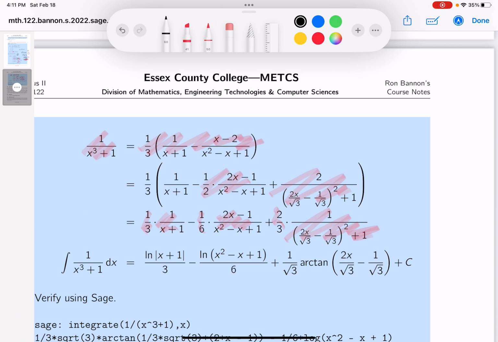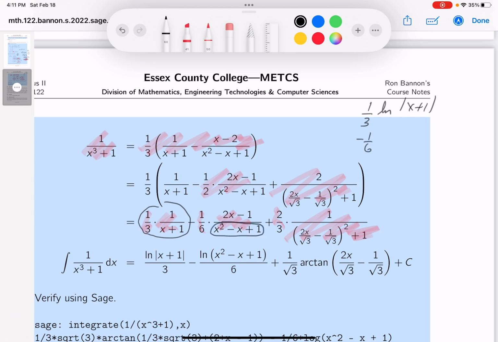And so let me just do this one over here. What's that going to give you? 1/3, the natural log of the absolute value of x plus 1. That's simple to do. The next one's also simple to do. It's -1/6. And what do I notice about this guy over here?